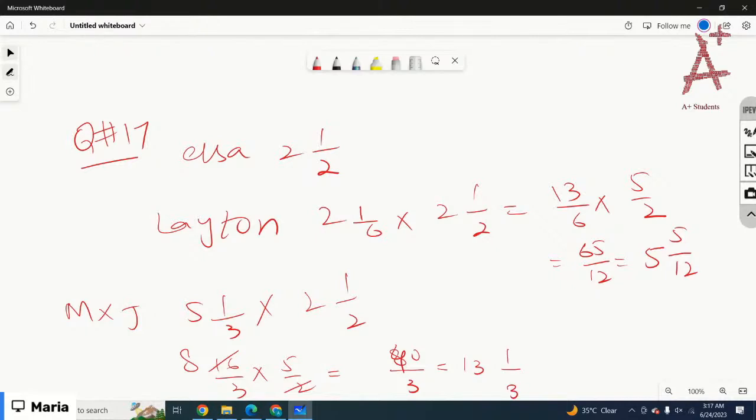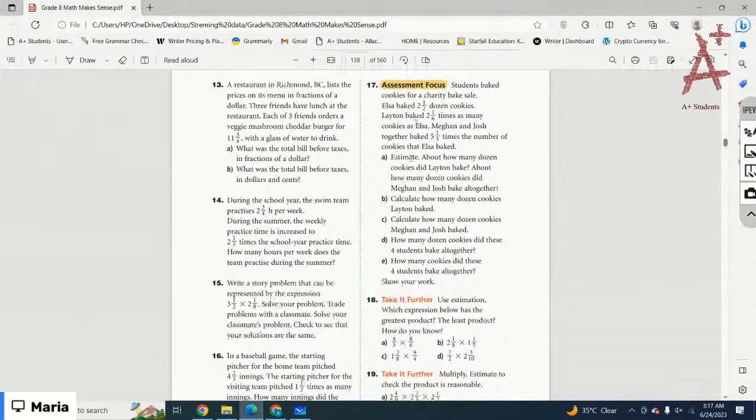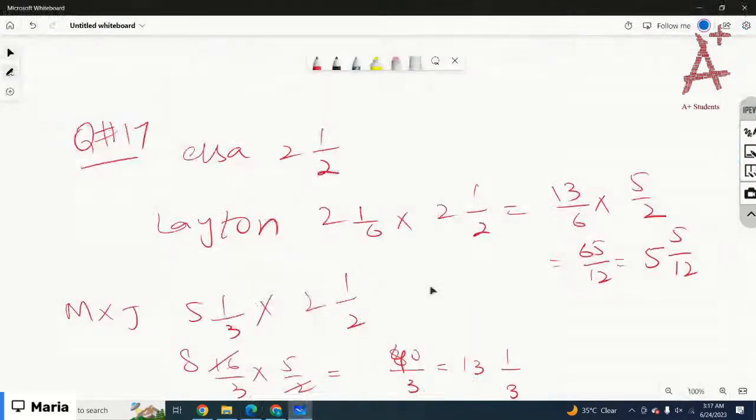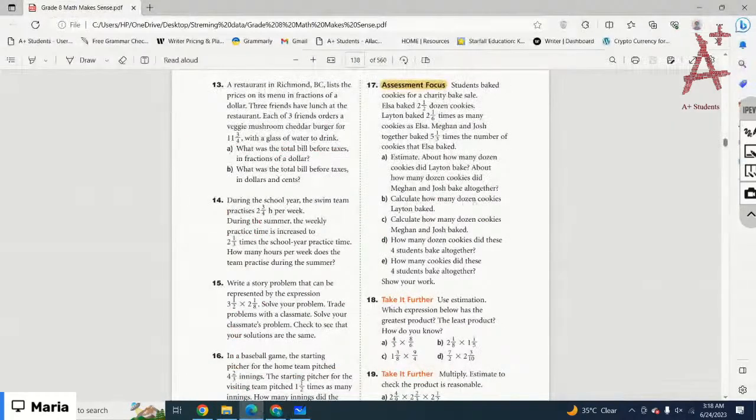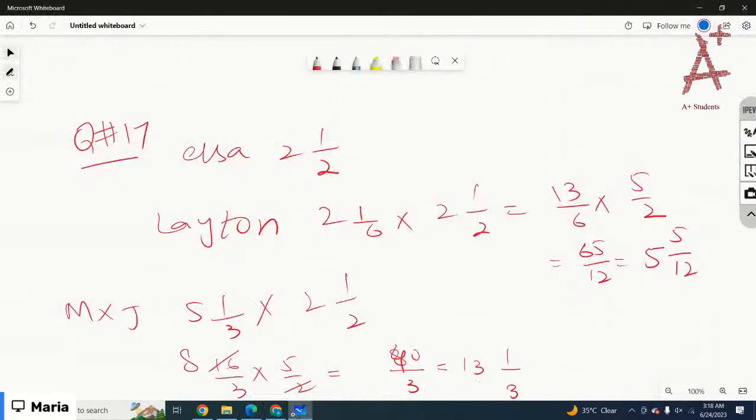Got it? Okay, now let me just read the question again. The A part is estimate how many dozen cookies did Leighton bake, about how many dozen cookies. So Leighton baked 5 whole 5 over 12 dozen cookies and Meghan and Josh baked 13 whole 1 over 3. Got it? Now the B part is calculate how many dozen cookies Meghan and Josh baked. We have already calculated. Meghan and Josh baked 13 whole 1 over 3. Leighton baked 5 whole 5 over 12. Got it?